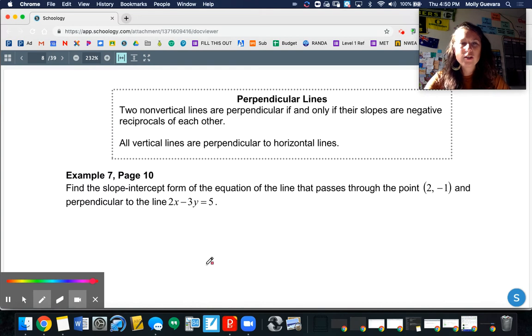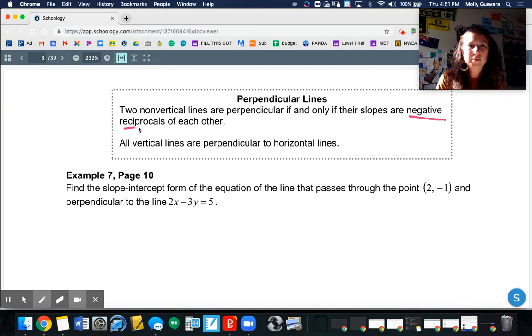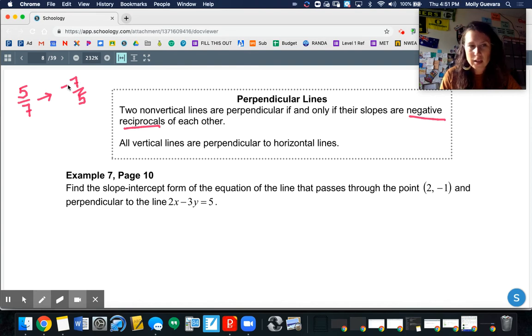Now we're going to look at perpendicular lines. Two lines are perpendicular if their slopes are negative reciprocals. You'll probably hear me say opposite reciprocals more often. But what we mean by that, for example, if I have a slope of 5/7, the opposite reciprocal of that would be -7/5. So the fraction flips, that's the reciprocal part, and then the opposite is, since this is positive, this is negative.